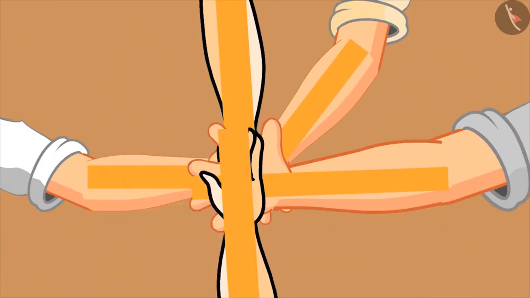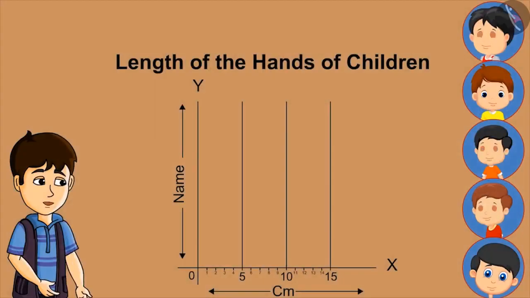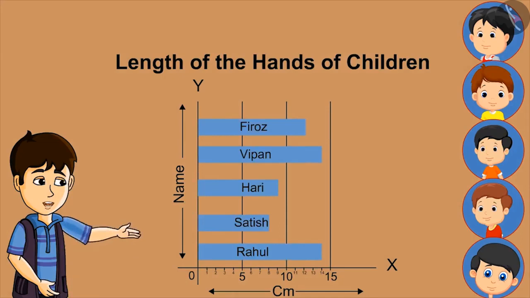You all have to write your name on it and put it on this chart. In this chart, all your strips are placed with your name and a scale is drawn towards the bottom. By closely looking at this, can anyone tell me who has the longest hands? Rahul and Vipan. How long? 14 centimeter. Absolutely right.